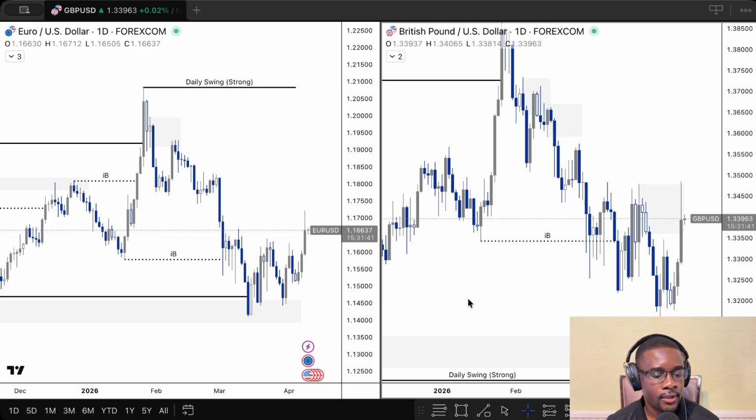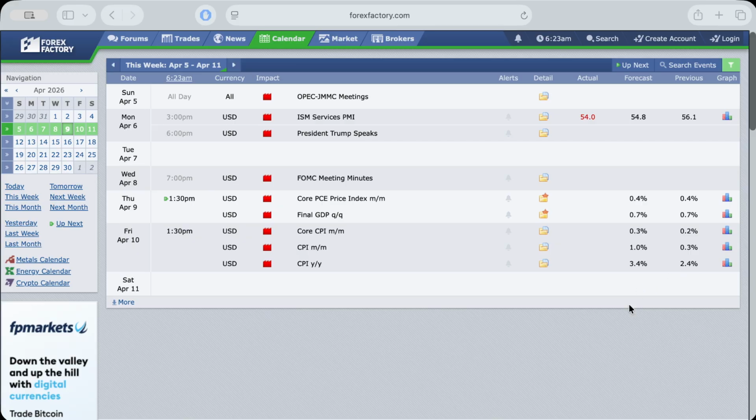We'll come up with trade ideas for the day, if there are any. So let's jump right into it. Looking at Forex Factory, today is a Thursday. We do have high impact news on the USD, which is the core PCE price index and the final GDP.